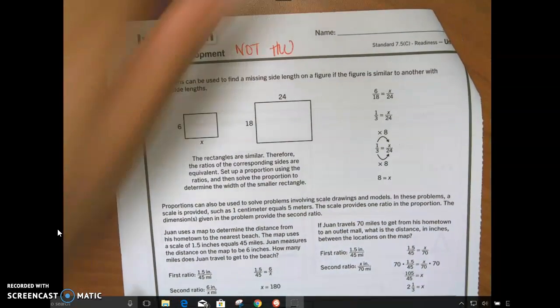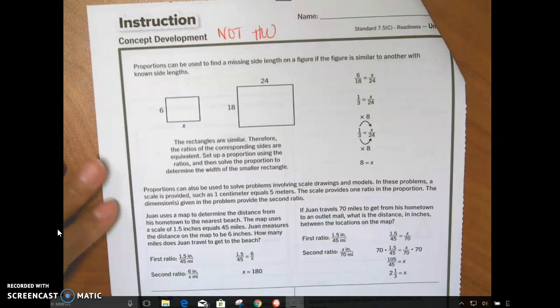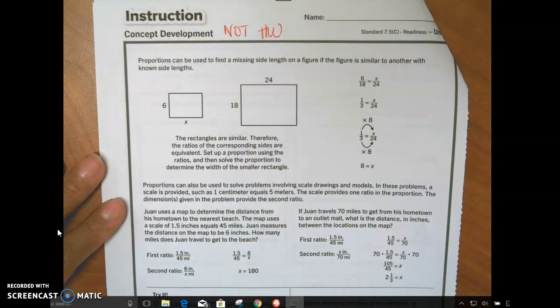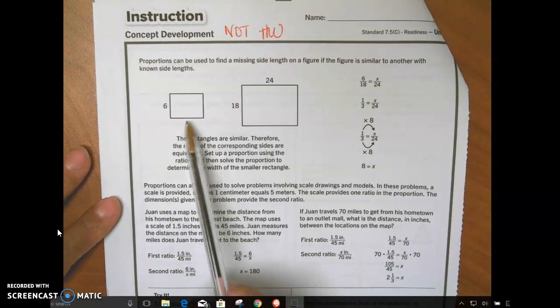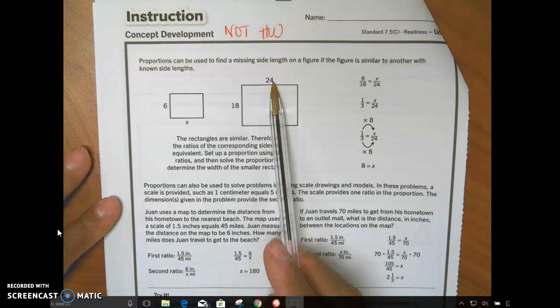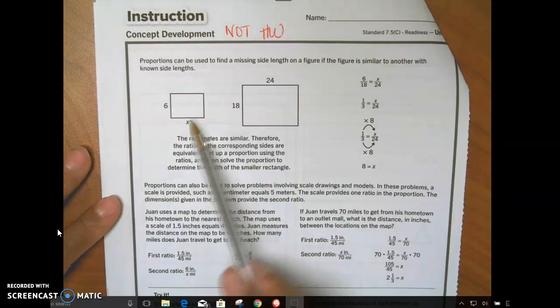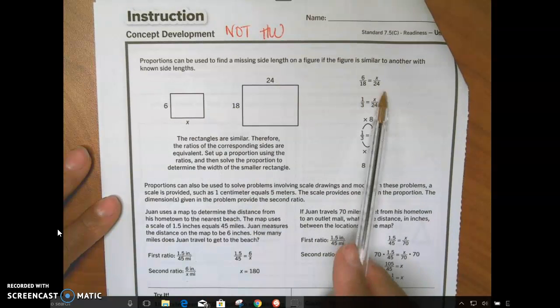Yep, proportions can be used to find a missing side length on a figure if the figure is similar to another figure with a known side length. So here, they do x and 6 and 18 and 24. 6 and 18 go together, x and 24 go together, hence the proportion.